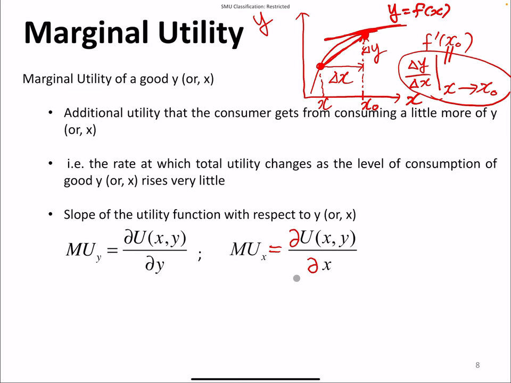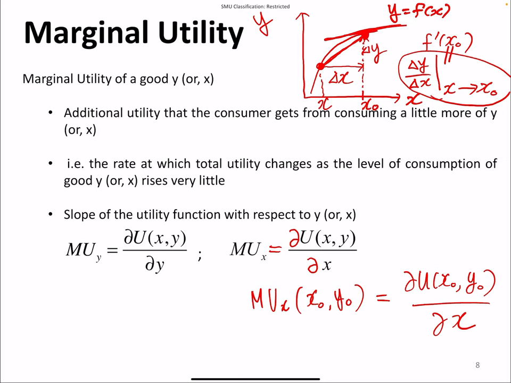So mu x and mu y, the partial derivatives, are a similar concept. You just fix one variable, and then you take the derivative with respect to only one variable, x or y. Actually, it's more proper to say: let's say you are interested in the instant rate of change at x0, y0. Then it's partial u at x0, y0 over partial x. What is the rate of your utility change when your x is close to x0? It's the additional happiness that you get by consuming one more of good x or one more of good y, in terms of ratio.